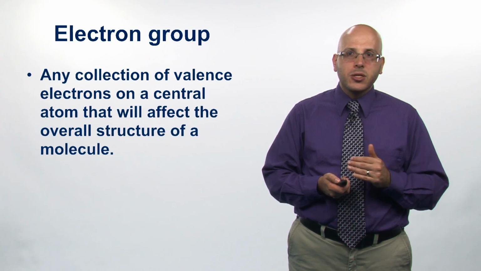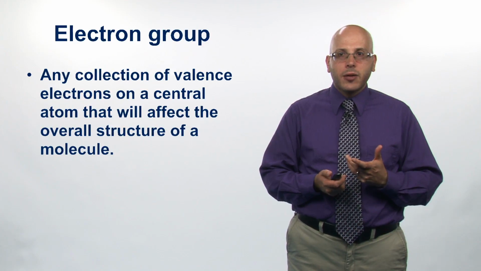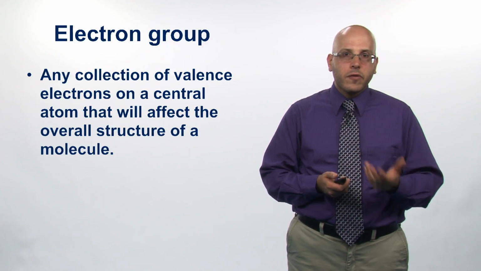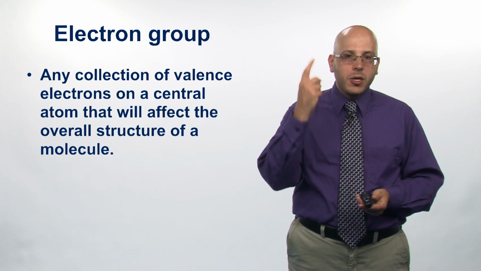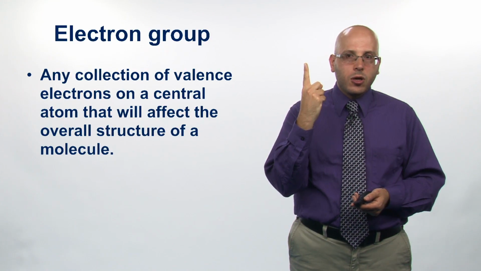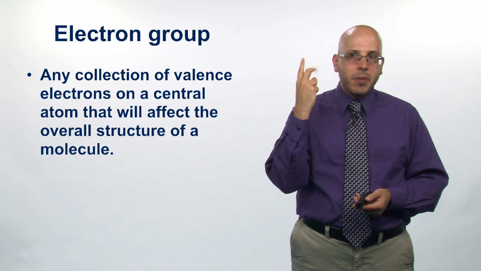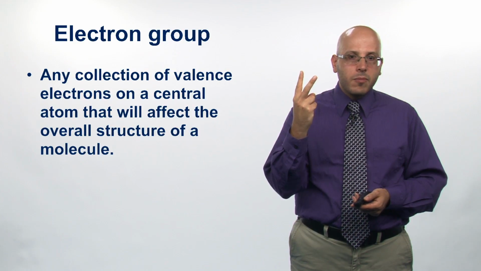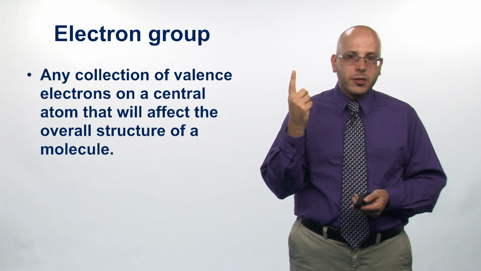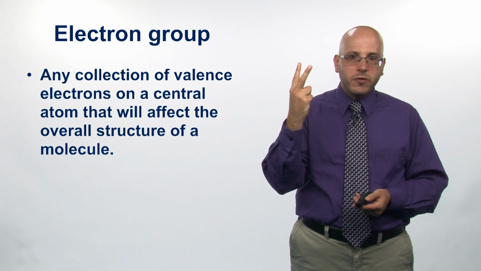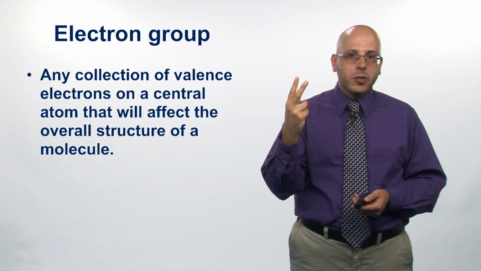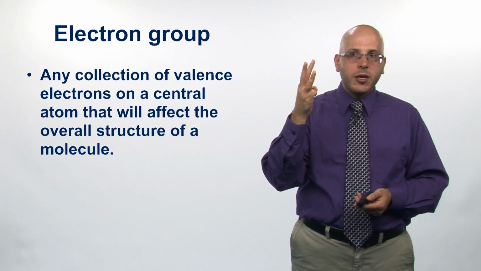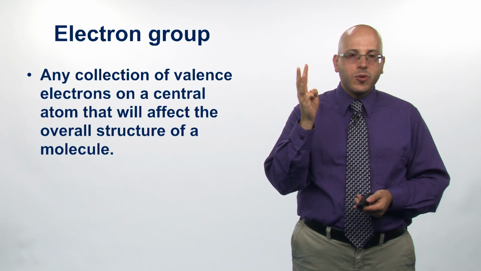So at the heart of VSEPR is something called an electron group. An electron group is any collection of valence electrons on a central atom that's going to affect the overall structure of the molecule. This electron group could be one single electron by itself, which is called a radical, or it can be a pair of non-bonded electrons, which would be called a lone pair, or it can be a pair of electrons that are covalently bonded, which is a single bond, or it can be two pairs of electrons that are covalently bonded, which we call a double bond, or even three pairs of electrons that are covalently bonded, which we call a triple bond.